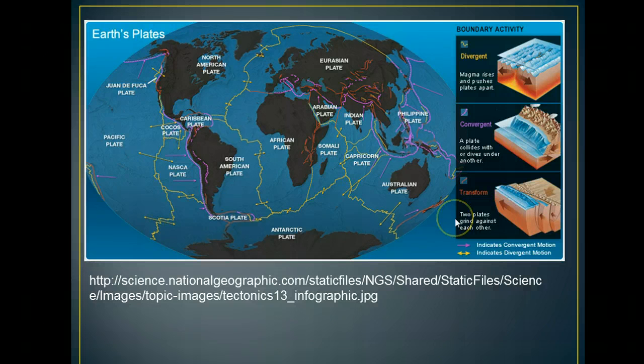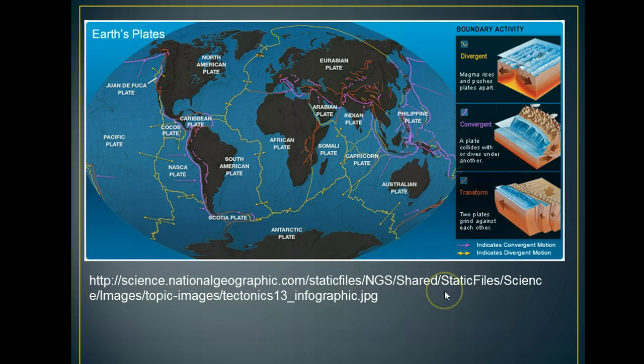The last type of boundary is a transform boundary. You have two plates grinding against each other. So up here in California, there happens to be a transform boundary right here, which creates things like the San Andreas Fault. Typically lots of friction formed and things like that.